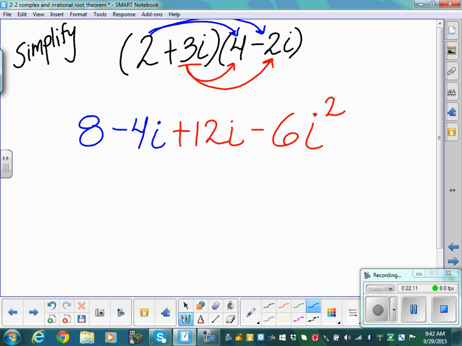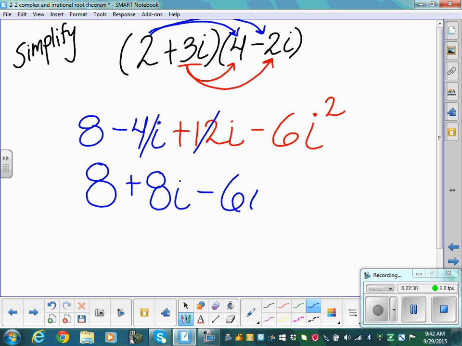Okay, let's combine like terms here. So we have 8, negative 4i plus 12i. How many i's? Positive 8i. Very good. So we just combined negative 4i plus 12i, and we got positive 8i. And then we have minus 6i squared. Now, if we were dealing with quadratics, not i's, we would stop here. We would write it in standard form and then stop, depending on what we were asked to do. If we were asked to solve, we'd use the quadratic formula. This, though, we're dealing with imaginary numbers. Well, a little aside, we know i squared is equal to the value of negative 1.